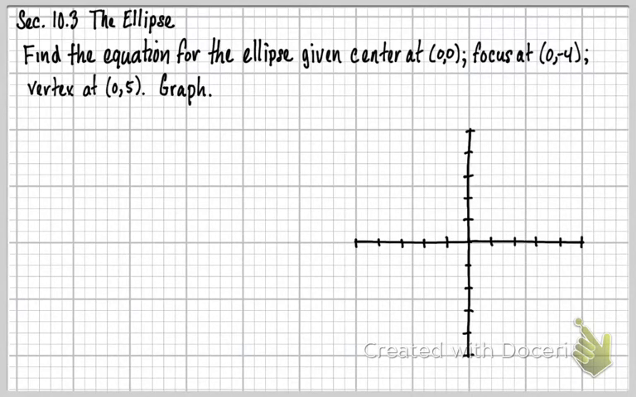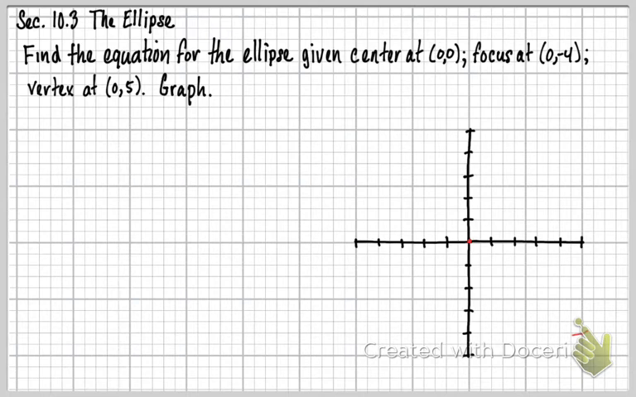So let's take a look at this one here. It says find the equation for the ellipse given center at 0, 0, focus at 0, -4, and vertex at 0, 5. So the way I start a problem like this is I actually start graphing the points that they've actually given me, and that gives me a better understanding of what I'm dealing with here.